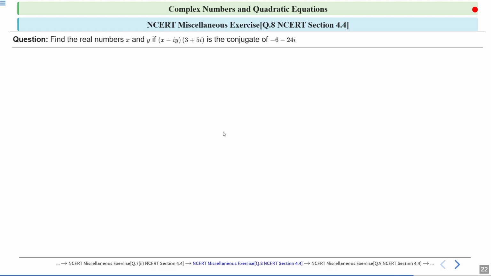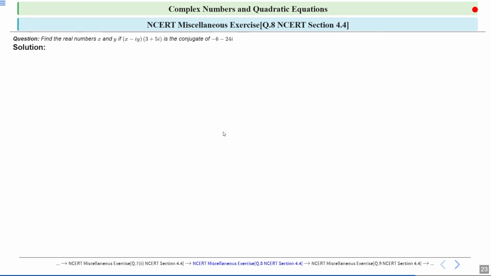First of all, think about this. How would you approach this question? Then see the solution. So let's start the solution. First, see what information is given. We are given that the complex number x minus iota times y times 3 plus 5 times iota is the conjugate of minus 6 minus 24 times iota. And we need to find the real numbers x and y.